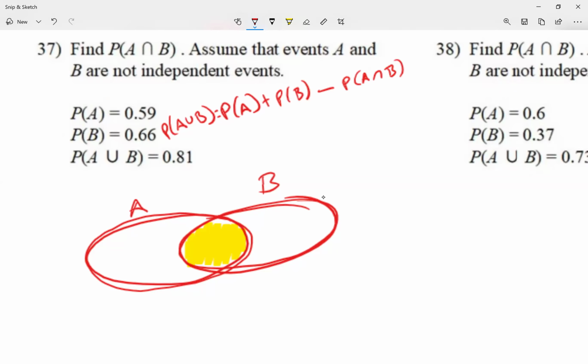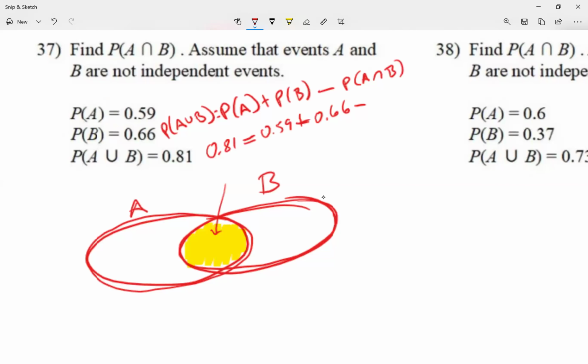Okay, so looking at our formula, looking at our numbers, what do I really have? Probability of A union B is 0.81. It's equal to probability of A is 0.59. Probability of B is 0.66 minus probability of A intersect B. We don't know it, right? Isn't that what we're solving for? When we don't know the value of something, we just call it a letter. Let me call it X. Now that looks like an algebra question, so I'm just going to solve this.